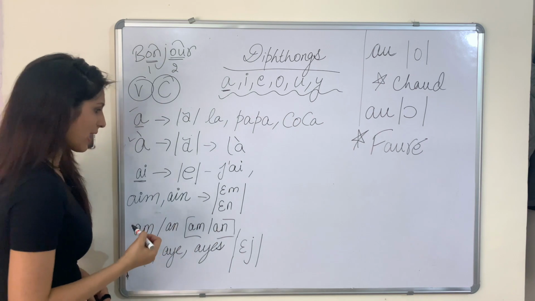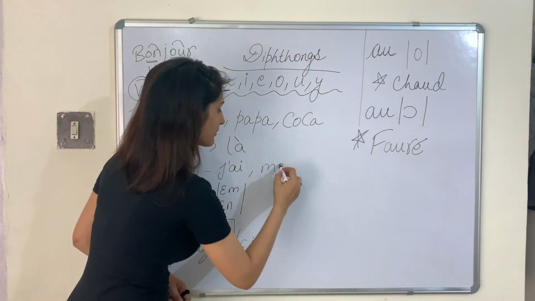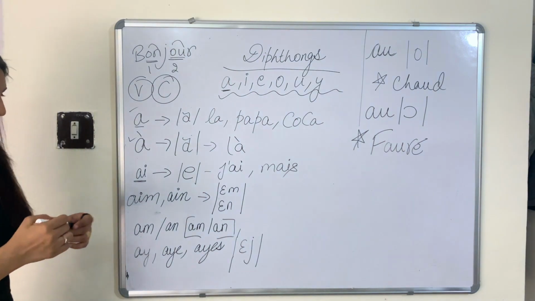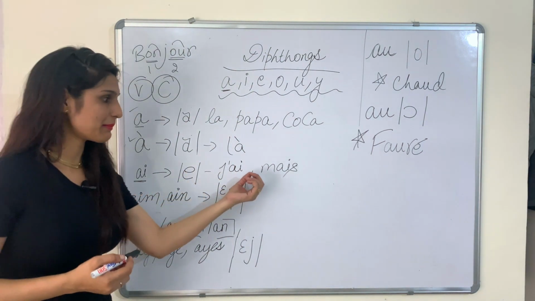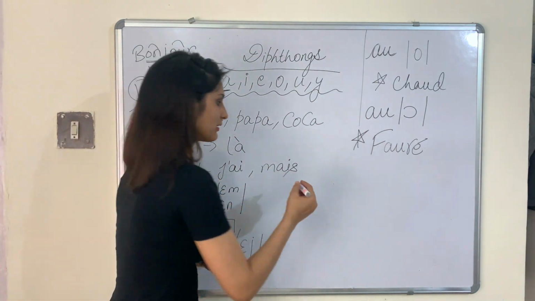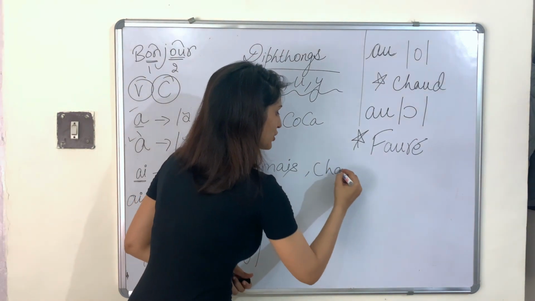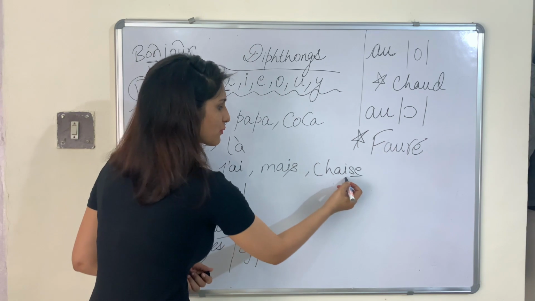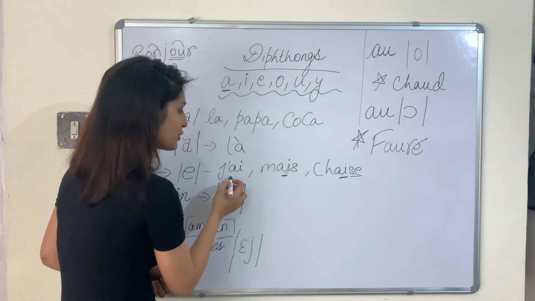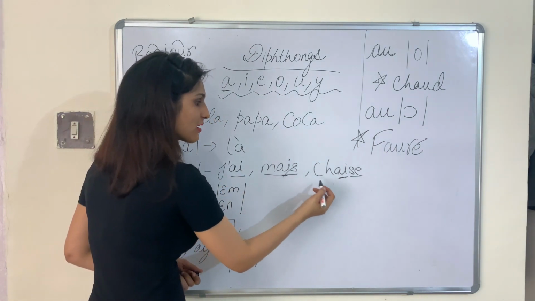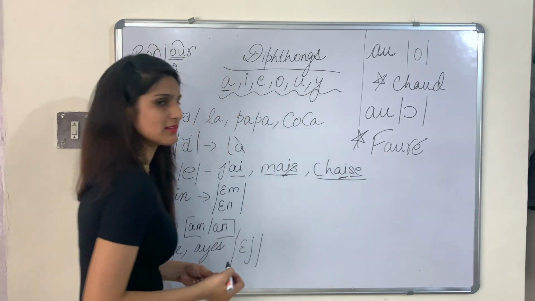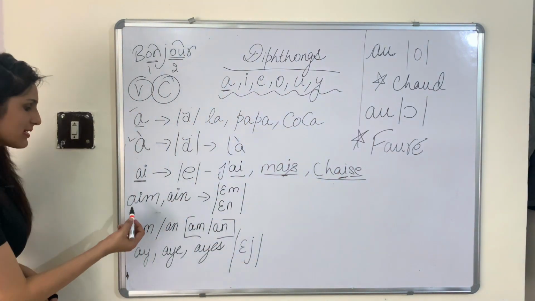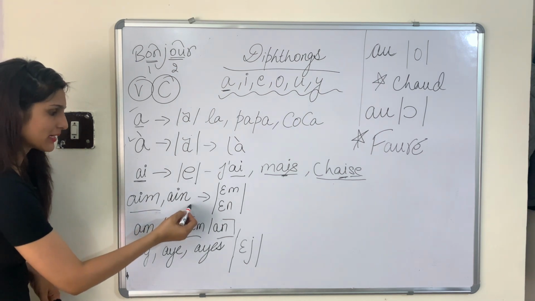and then you have mais. These are the sounds j'ai, mais. Even in the word chaise, z is different, but we are supposed to focus on this over here. J'ai, mais, chaise. Just focus still here. Okay, next is and.